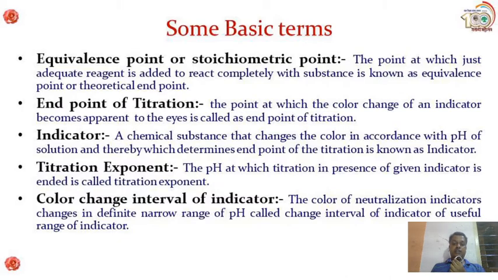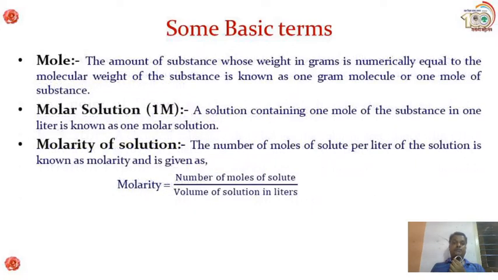Color change interval of indicator. This is the term used to select the indicator, where a narrow range of pH is used as a color change interval, which shows the change in color by that indicator.